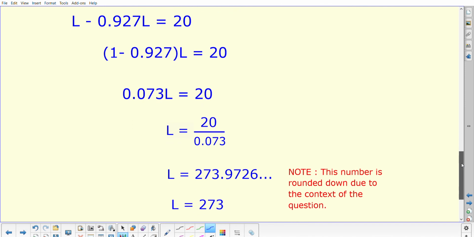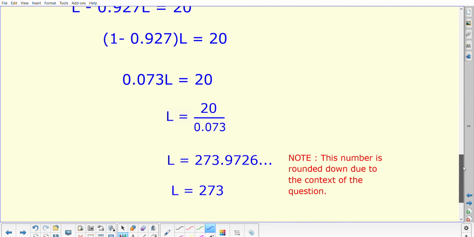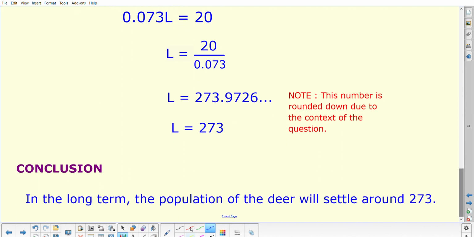Numerically, that wouldn't be a non-calculator question, and this would be in a calculator paper. So it comes out as 273.9726. And normal rules around rounding would say that becomes 274, but actually, because this is a limit value, it won't ever reach 274, and because in the context of the question, it's talking about deer, you round down, which is not normal rounding. What we'd say is in the long term, the population of the deer will settle around 273, and it's important that you use the language settle around 273.